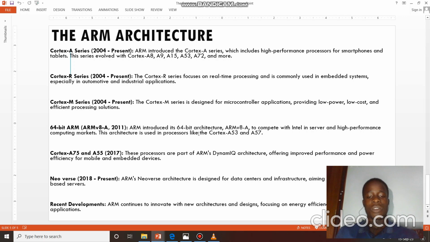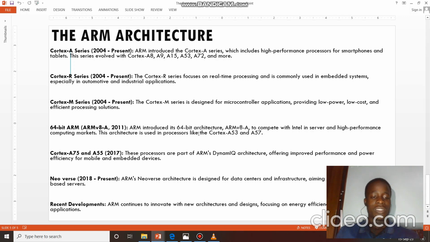These processors are part of the ARM architecture, which offered performance and power efficiency for mobile devices.